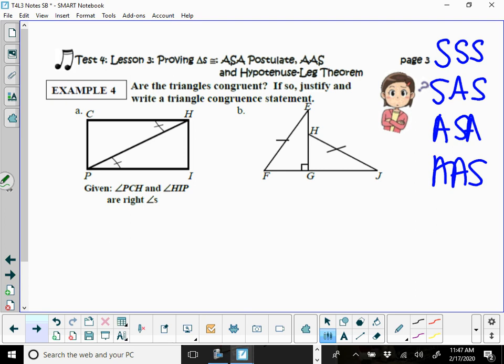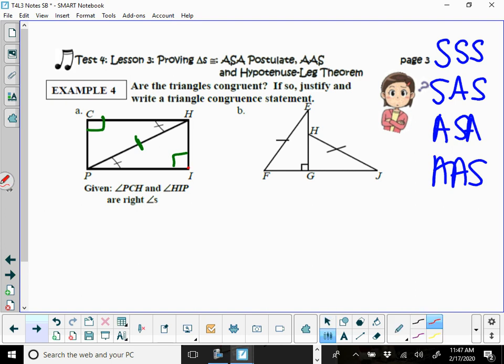Okay, now letter A. Already we've got an angle and we know that this side is congruent to itself. So we've got a side there. And it tells me right now that PCH is congruent to HIP. So that means here and here, they are right angles, therefore they are congruent. Okay, so let's see what we've got.